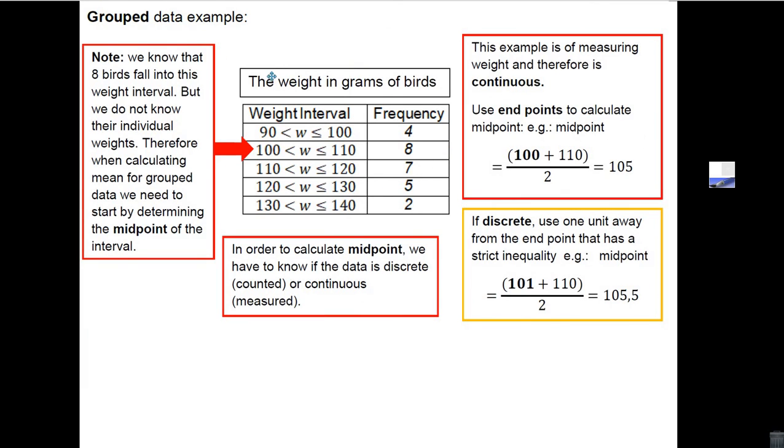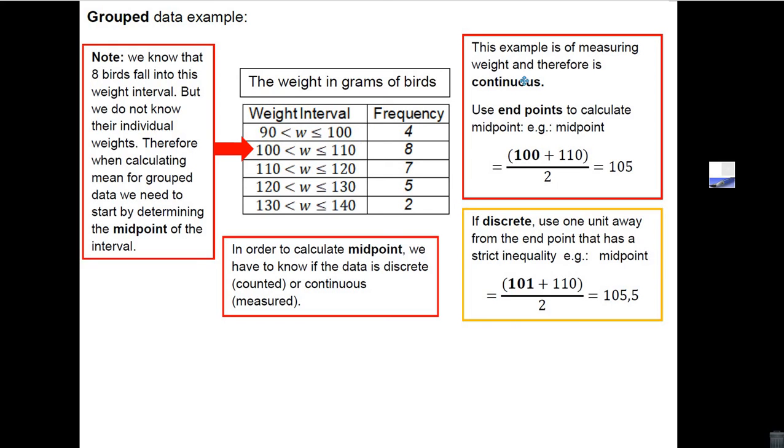Okay, now let's look at some grouped data. We've got all these birds here, and they're being weighed. There's actually 26 birds altogether, but 4 birds weigh between 90 and 100. We don't know how much they weigh, but we know that 4 of them lie in this interval. And 8 birds are between 100 and 110, and so on. 2 birds between 130 and 140. So what we get here is intervals, and how many pieces of data we've got in each interval.